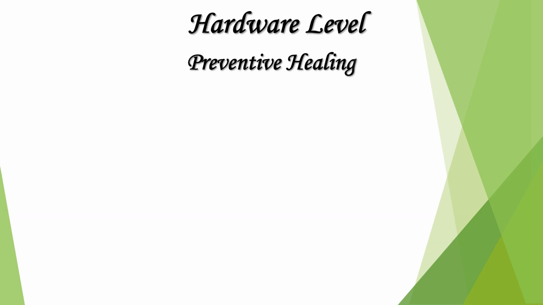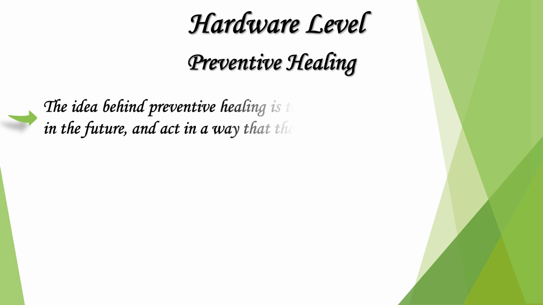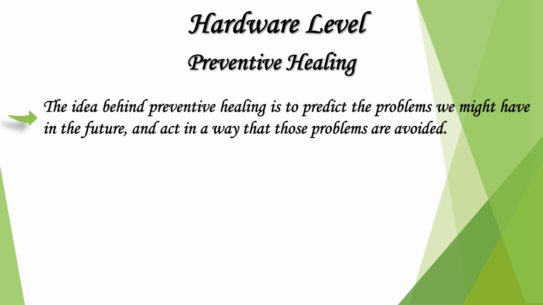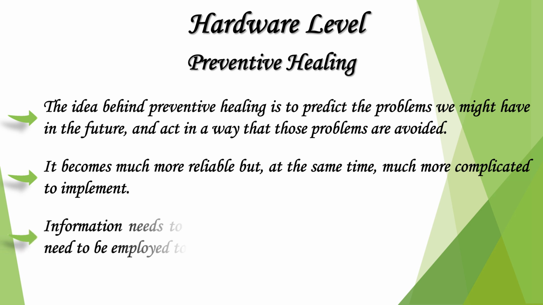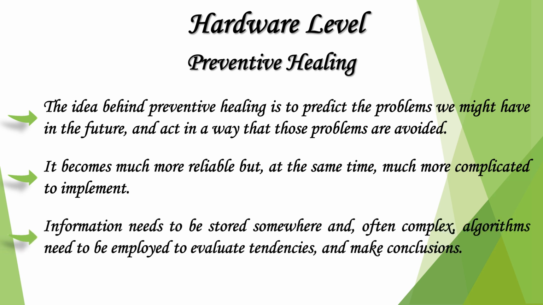Preventive healing. The idea behind preventive healing is to predict the problems we might have in the future, and act in a way that those problems are avoided. It becomes much more reliable but, at the same time, much more complicated to implement. Information needs to be stored somewhere and, often complex, algorithms need to be employed to evaluate tendencies, and make conclusions.